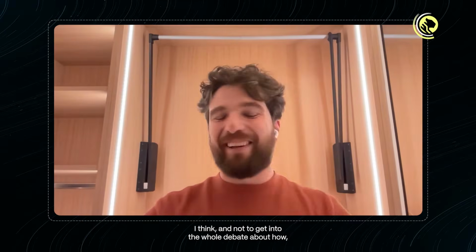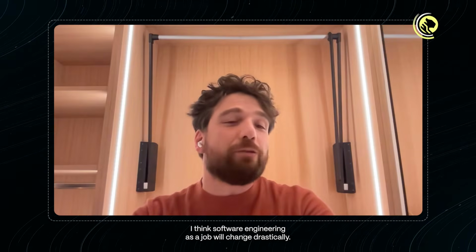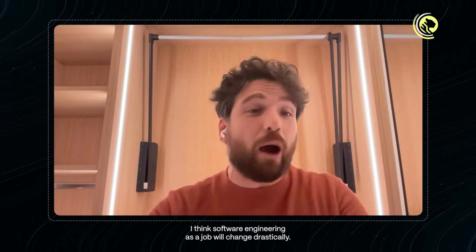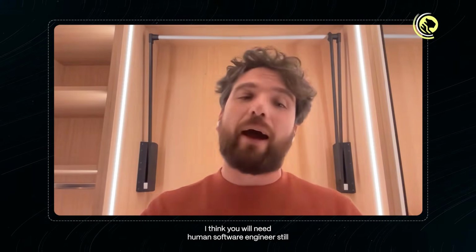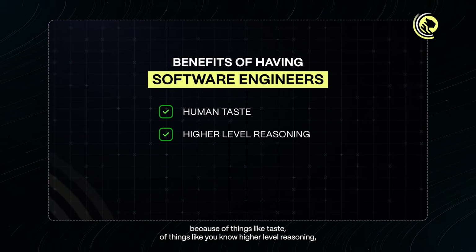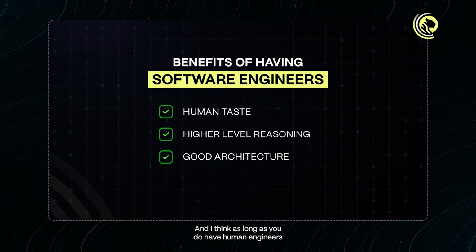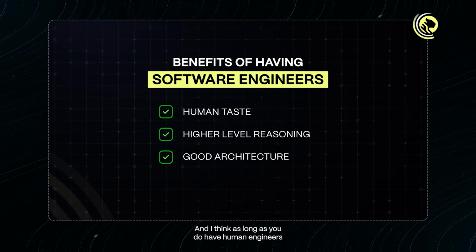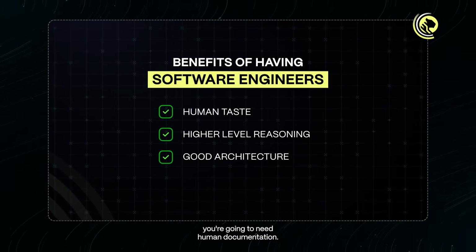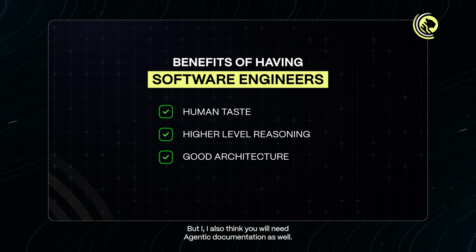I think, and not to get into the whole debate about how it's pretty philosophical, right? Exactly. I think software engineering as a job will change drastically. I think you will still need human software engineers because of things like taste, higher level reasoning, architecture, stuff like this. And as long as you do have human engineers, you're going to need human documentation. But I also think you will need agentic documentation as well.